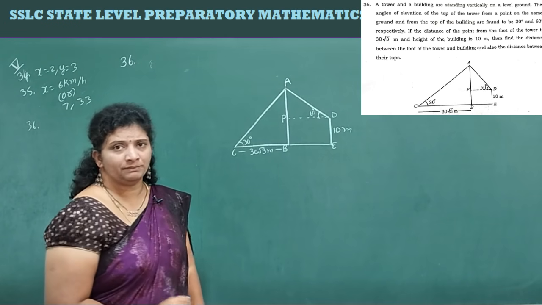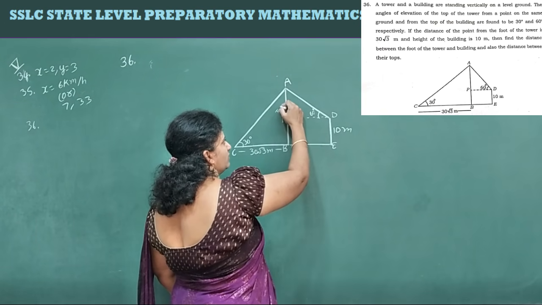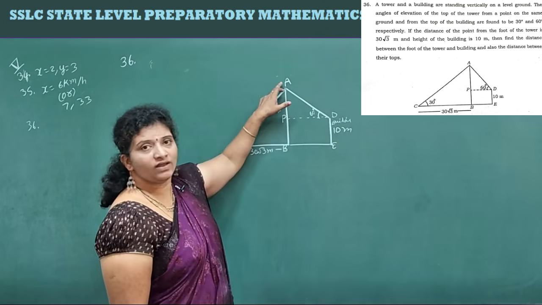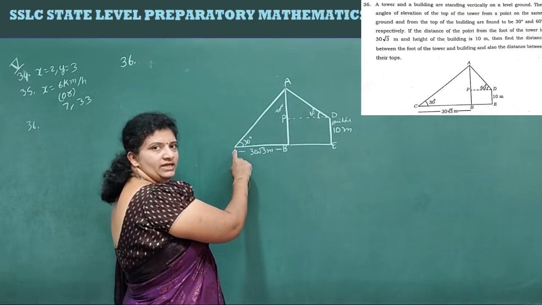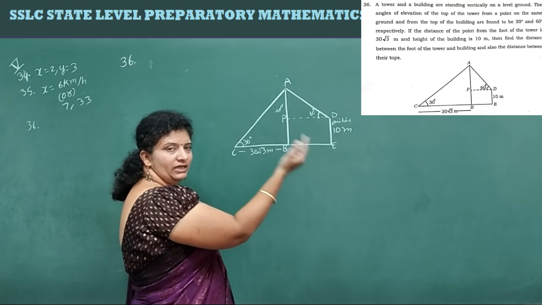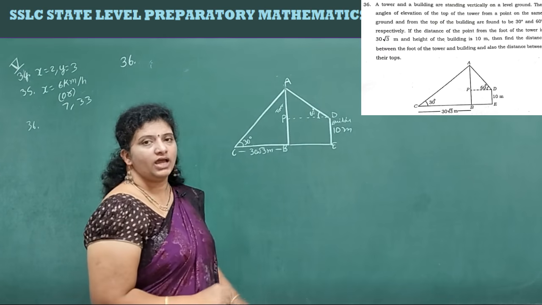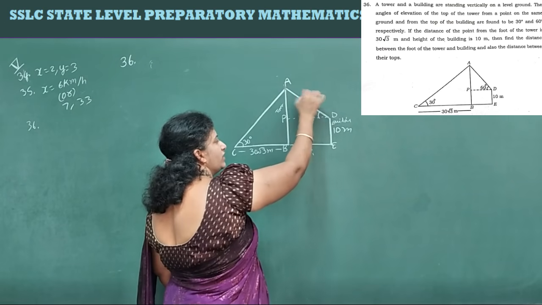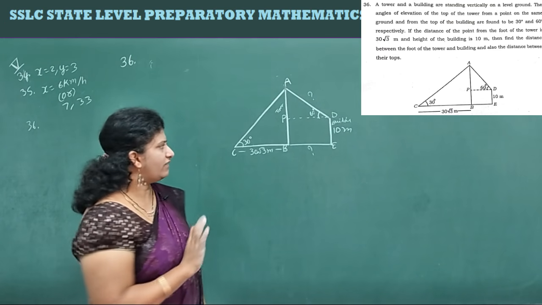So what is given here? There is a tower and a building. Which is tower and which is building? This is tower and this is building, right? The angle of elevation of the top of the tower from a point on the ground. Where is the point? Point is at C. From here, the angle of elevation to the top of the tower is 30 degree and from the top of the building to the top of the tower the elevation is 60 degree, given. And now they asked us to find the distance between tower and building and the distance between their tops. Don't panic. How to find this? Very easy.